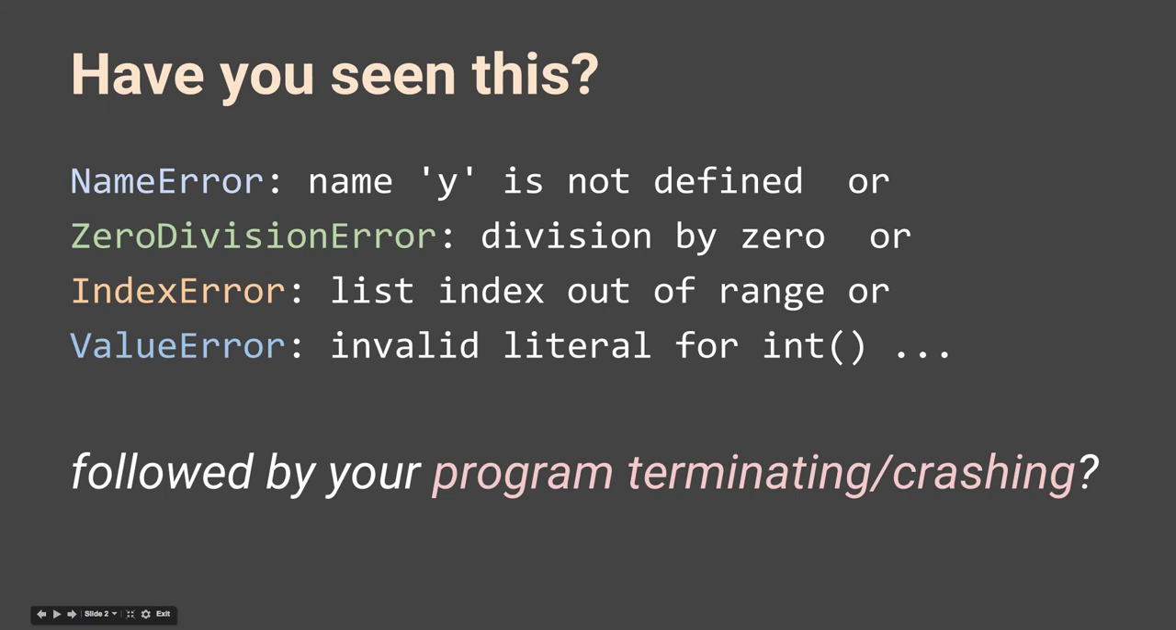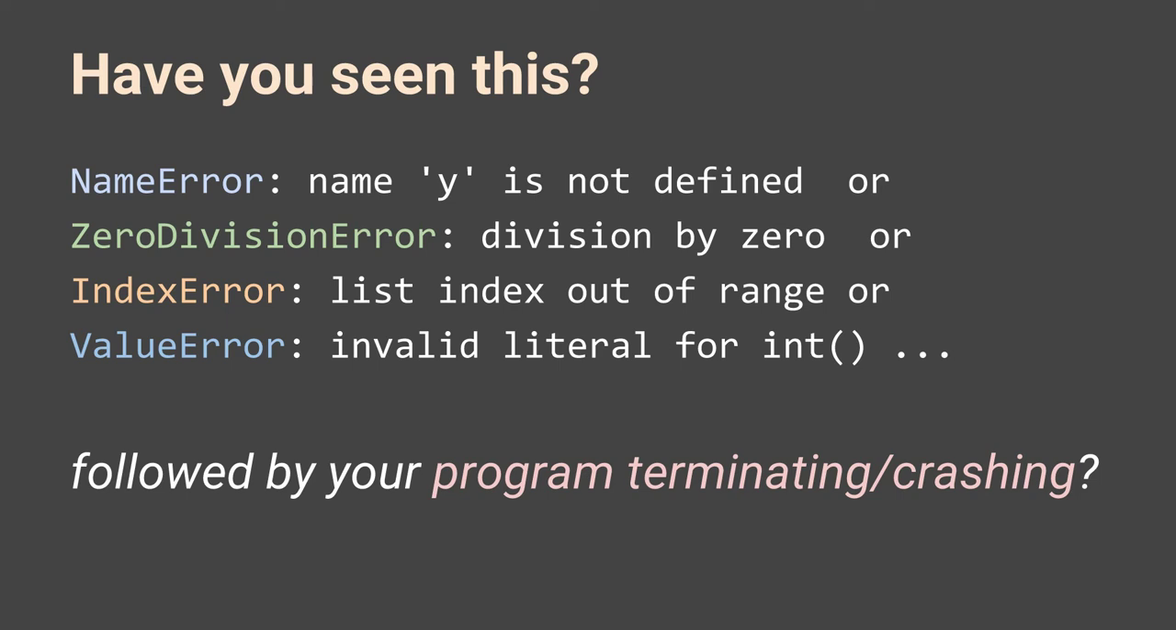Okay, so first question, have you seen this? Have you seen things like name errors, zero division errors, indexing errors? If you've been working with lists and tuples and strings, I'd be willing to bet that at some point you've seen an index error. We all have. Value errors. All of these errors generally get printed out to the console, and then shortly thereafter your program crashes.